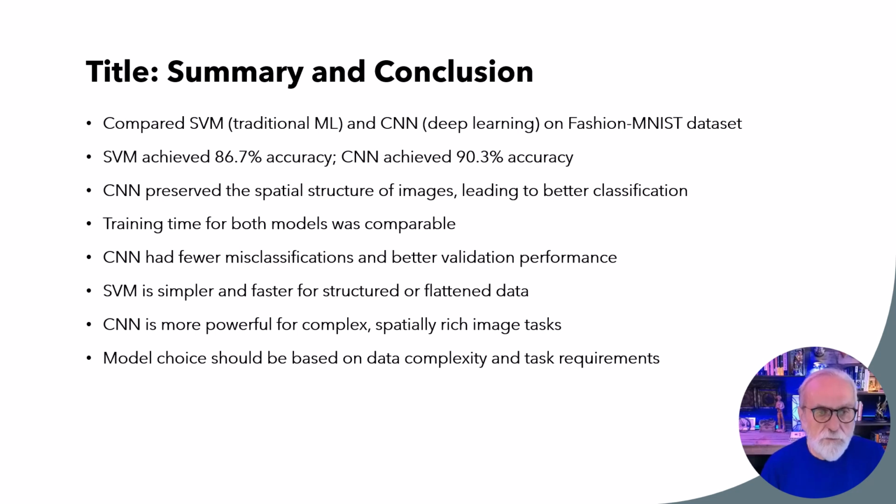So in conclusion, CNNs are better suited for complex image recognition tasks because they retain spatial features. SVMs can still serve as useful baselines for simple structured data. Understanding model architecture and data structure is critical for selecting the right machine learning technique. This comparison highlights how important model selection is based on the problem type and why deep learning often outperforms classical techniques for visual data.